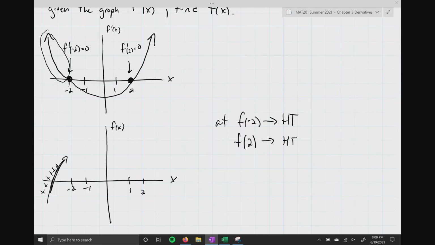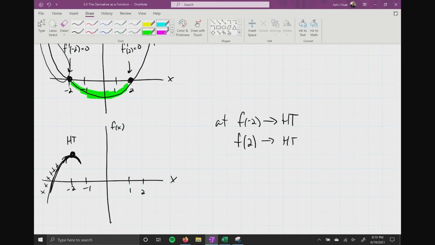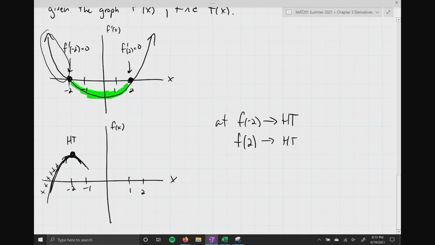Also, it reaches 0 at negative 2. So I know I need to have something that looks like that, because I have that horizontal tangent right here. There's my horizontal tangent. Now, in between negative 2 and 2, the derivative is negative, which means in between negative 2 and 2 on my function, all my slopes are going to be negative. So they're going to be coming down. And I just lightly draw it going down.